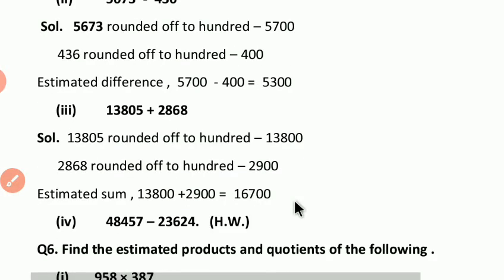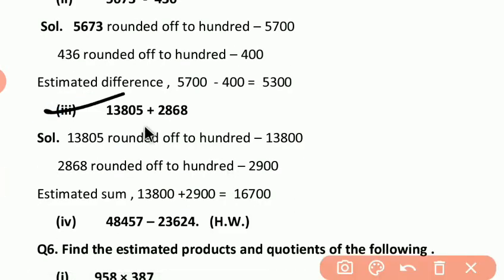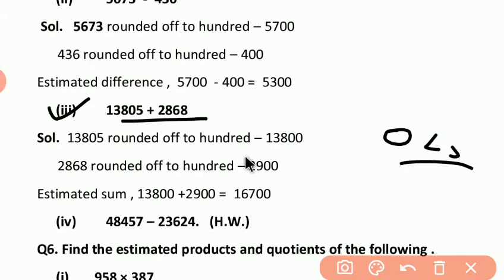Then question number 3. 13,805 plus 2,868. This one we will first round off to the nearest 100. For 13,805 we have to see its tens digit, which is equal to 0. It means it is less than 5. So there will be no change in 8 here. So 13,800.